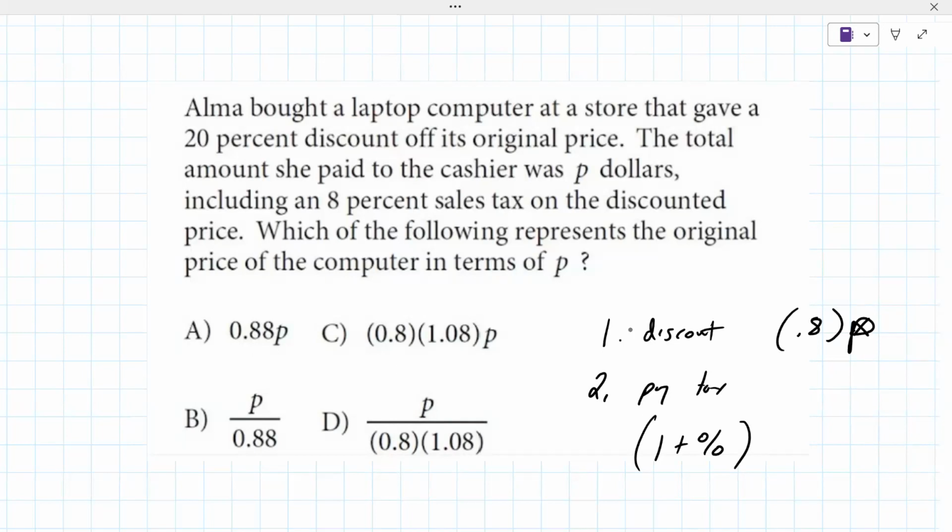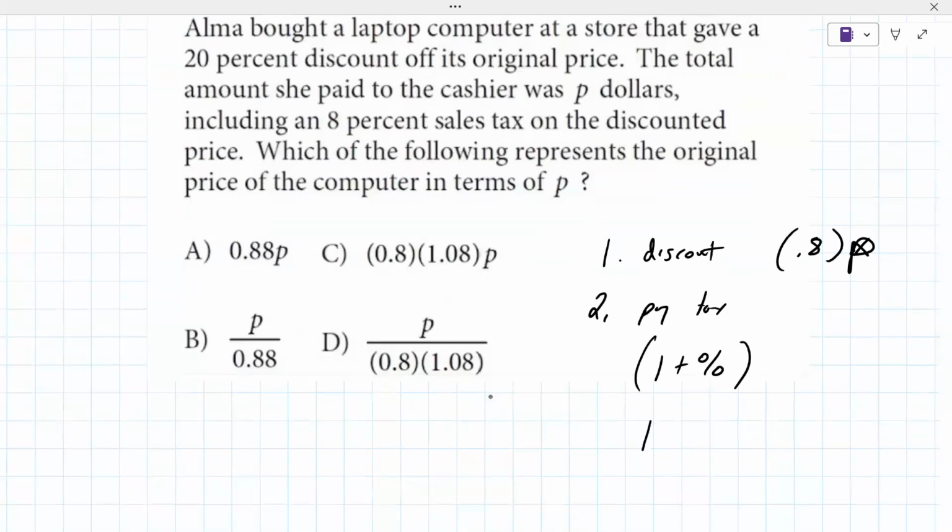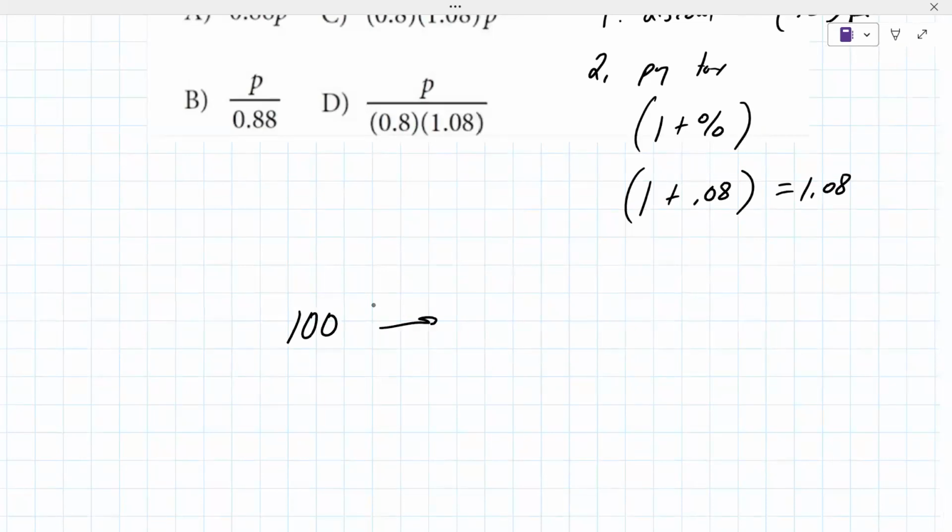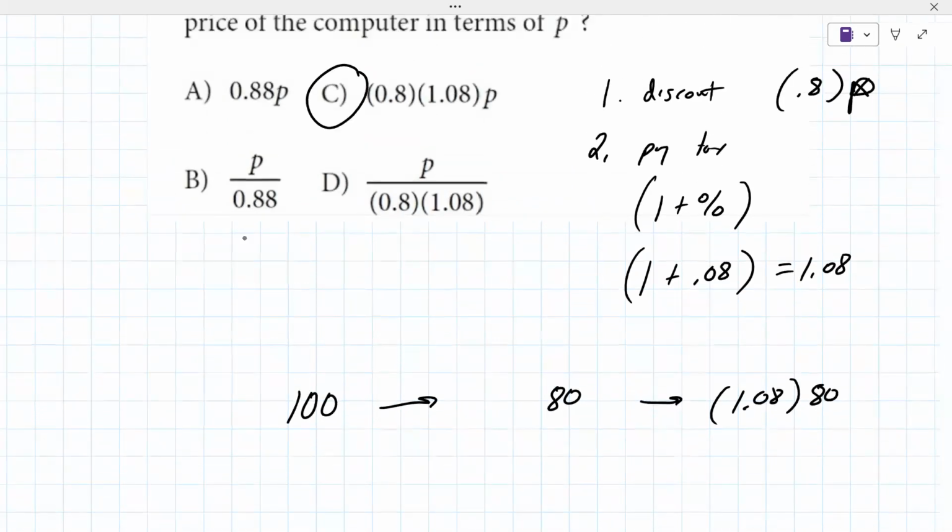It would be D. Kind of. He's got all the right elements here. The tax is 0.08, so it's 1.08, but you pay that on whatever the discount is. Let's say something is $100. That's the easy example. With the discount, it becomes 80, but then you pay the sales tax on the 80. You pay 1.08 times the 80. So the correct answer here is C, because you first get the discount, then you apply the sales tax.